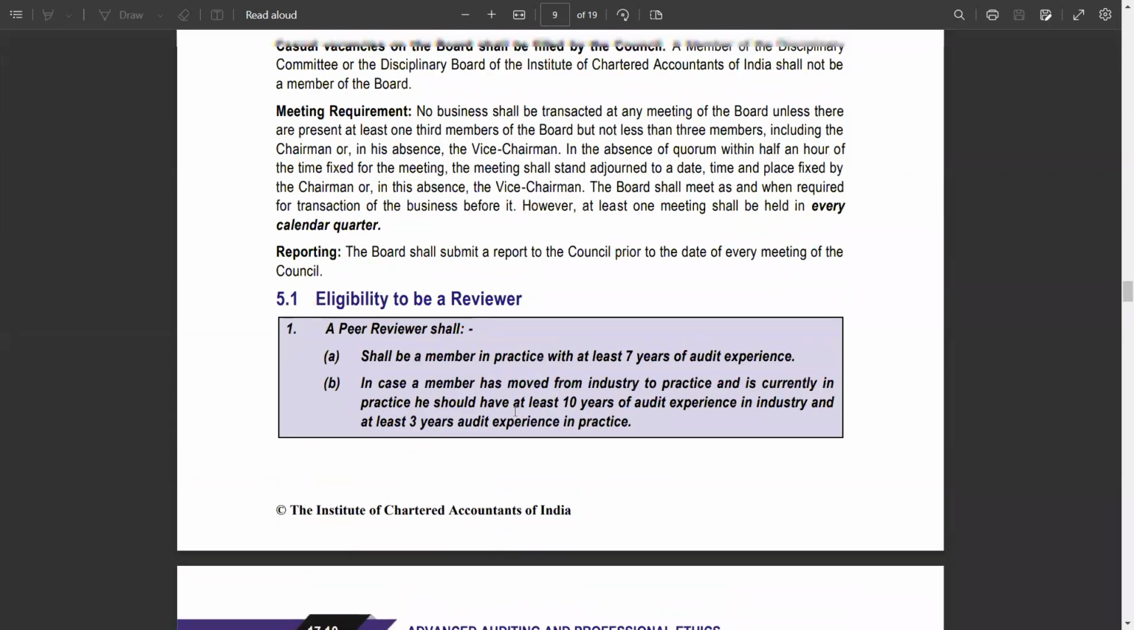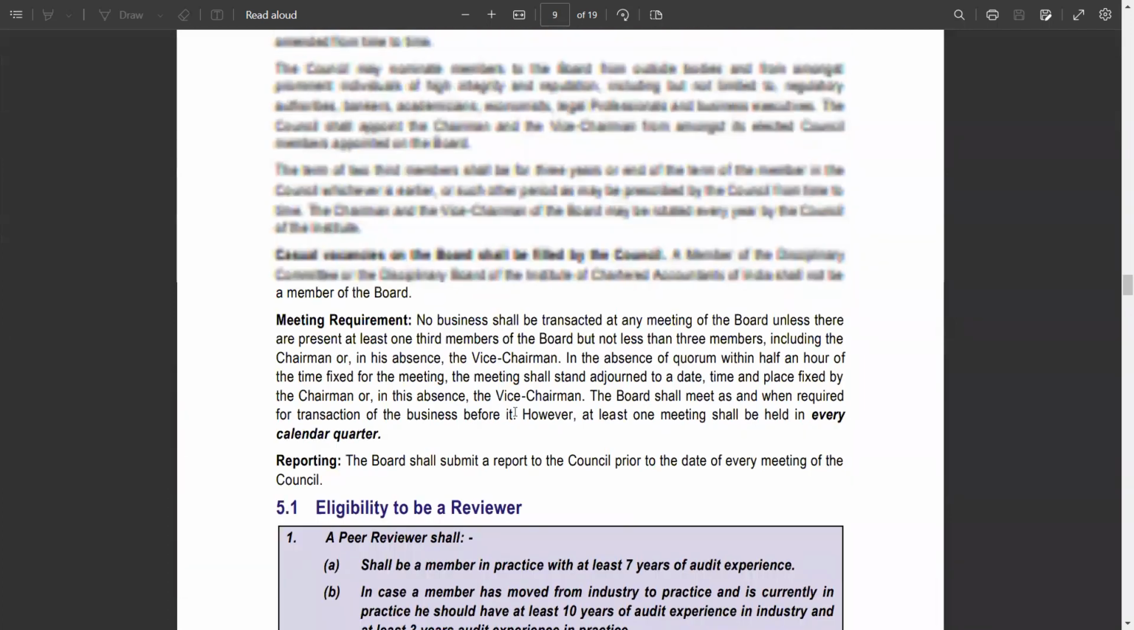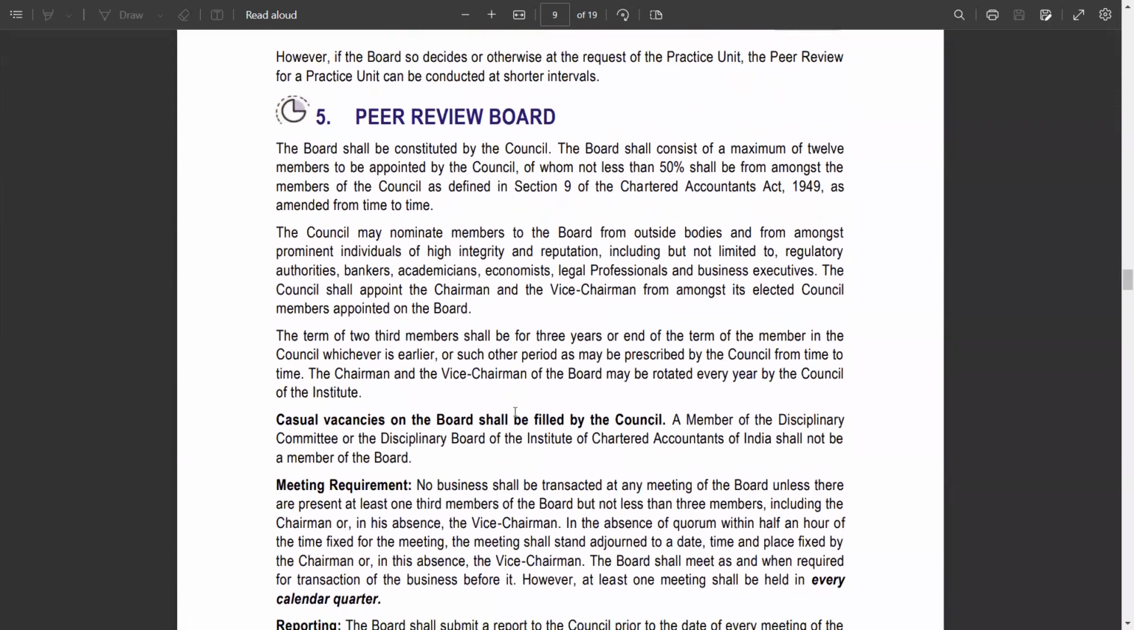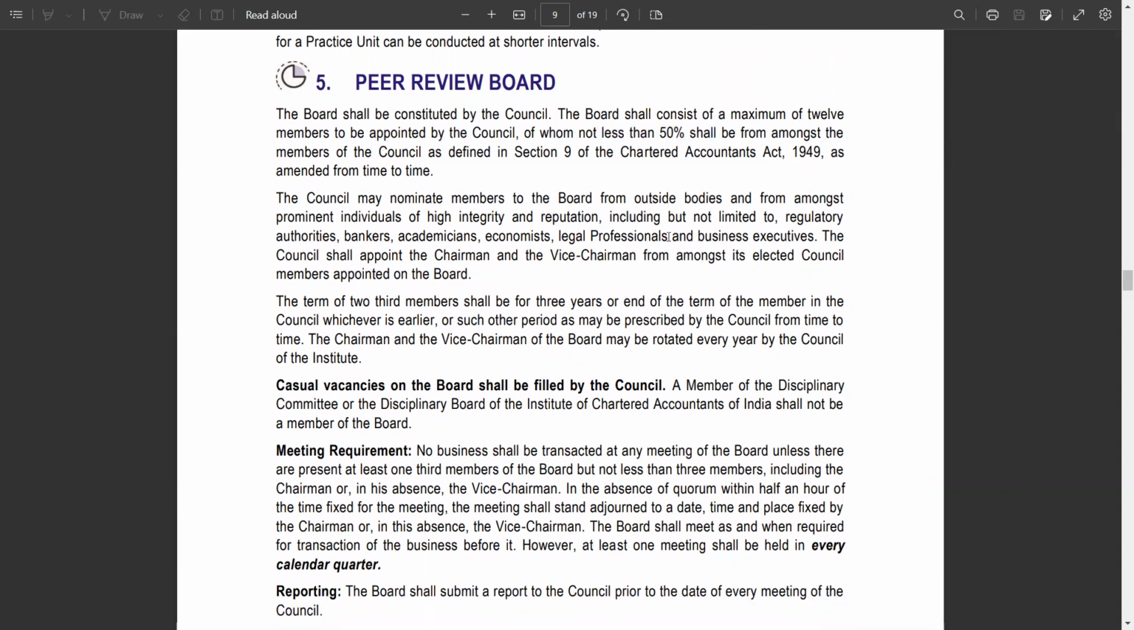So in this case, this minimum 6 members thing was not mentioned earlier. However, this has been included. The council may nominate. Okay, this 50% limit was also there. Earlier it only said a maximum of 12 members. Now it has a minimum of 6 members and a maximum of 12 members, of whom not less than 50% shall be members of ICAI. Then, outside bodies, high integrity reputation. The vice chairman and the chairman of the council may be rotated every year.